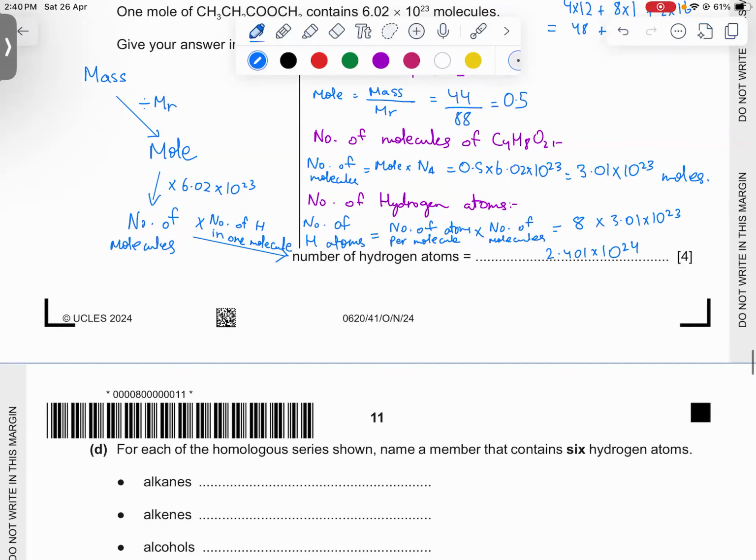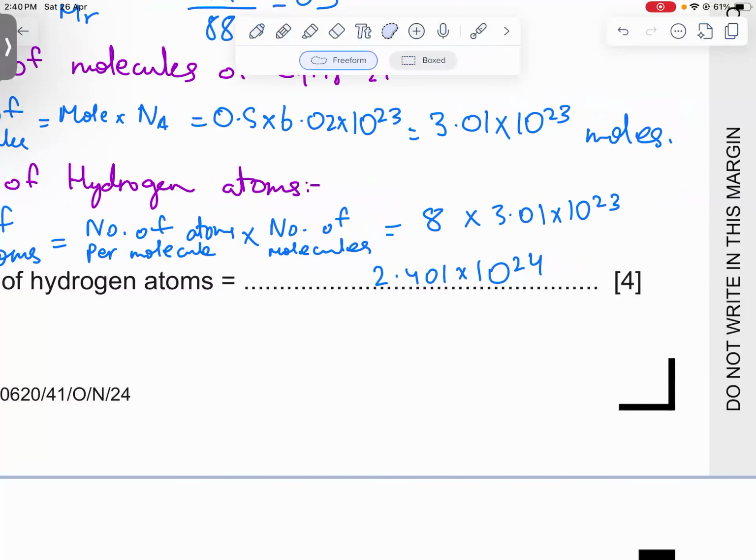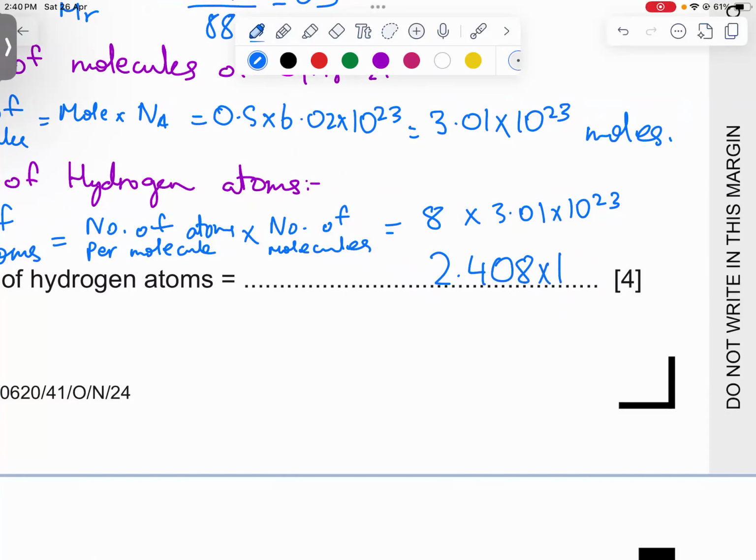Sir, can you just explain the last part? Yeah, that is the part that I knew I'll have to explain, and I'll explain. Okay, so one second, let me just write the answer in a box kind of thing. So let me just do 2.408 into 10 to the power 24, and this gives us our 4 marks. ठीक है, ये हमारा final answer हो गया.